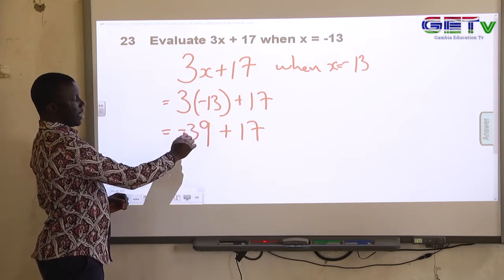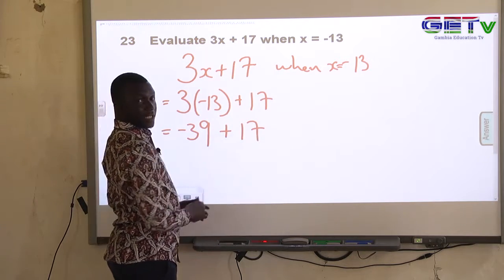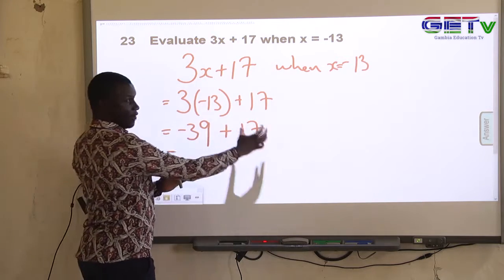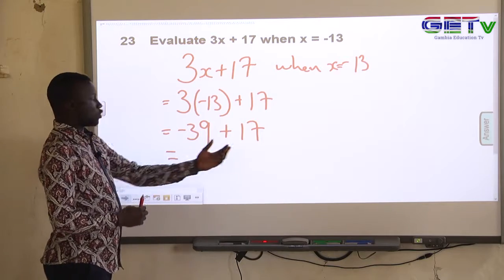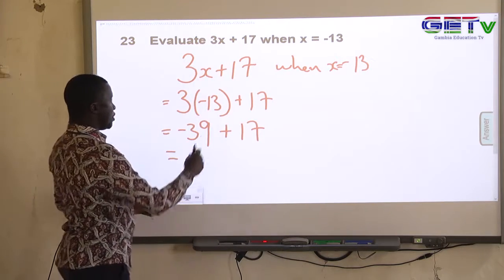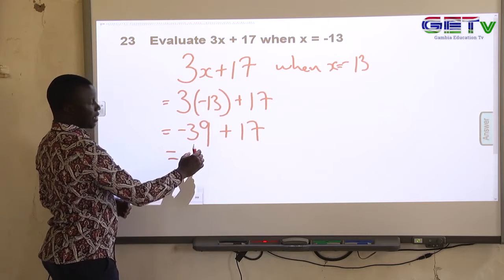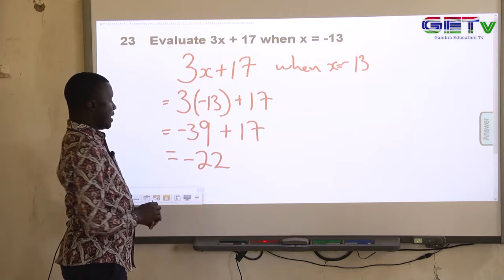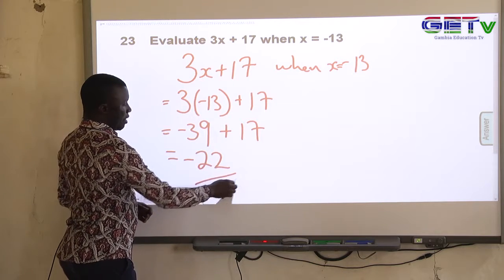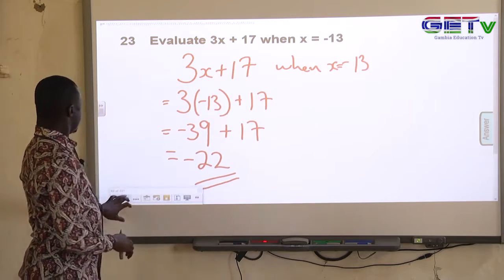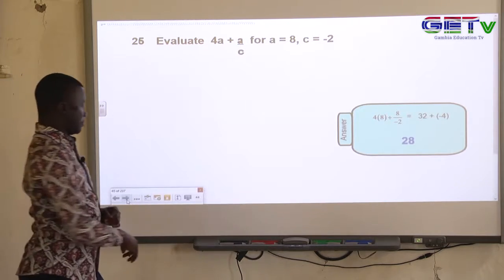Equals negative 39 plus 17. So this is equal to, we can never add a negative and a positive number together. So we subtract the smaller number from the bigger number and maintain the sign of the bigger number. Therefore, subtracting 17 from 39 is 22, and the sign of the bigger number here is negative. So our final answer becomes negative 22. Let's go on to our next slide here.